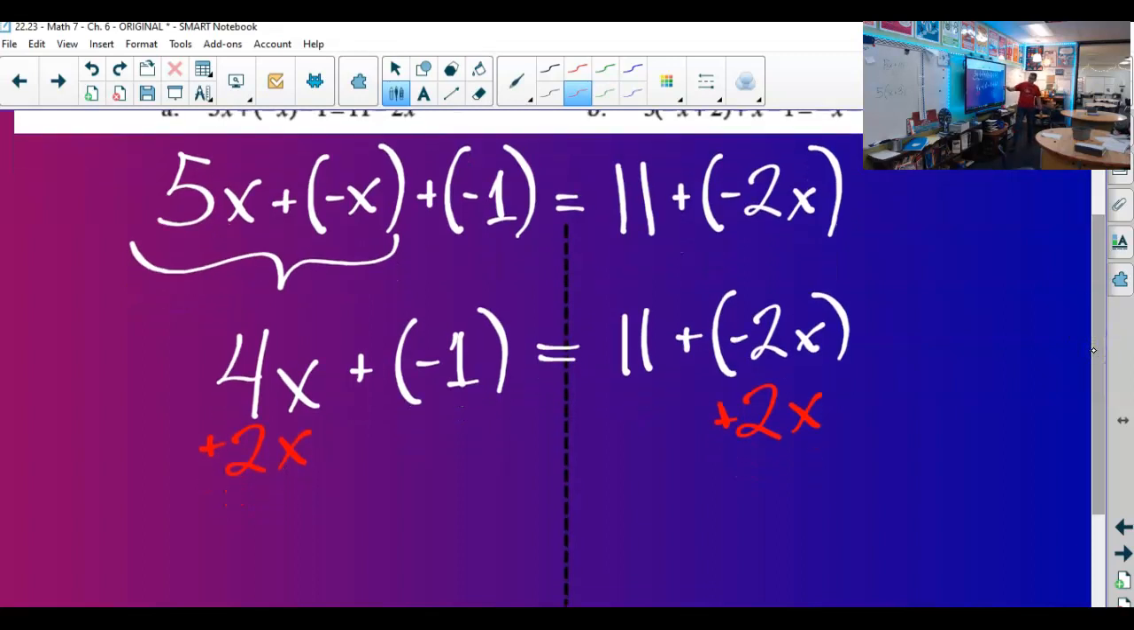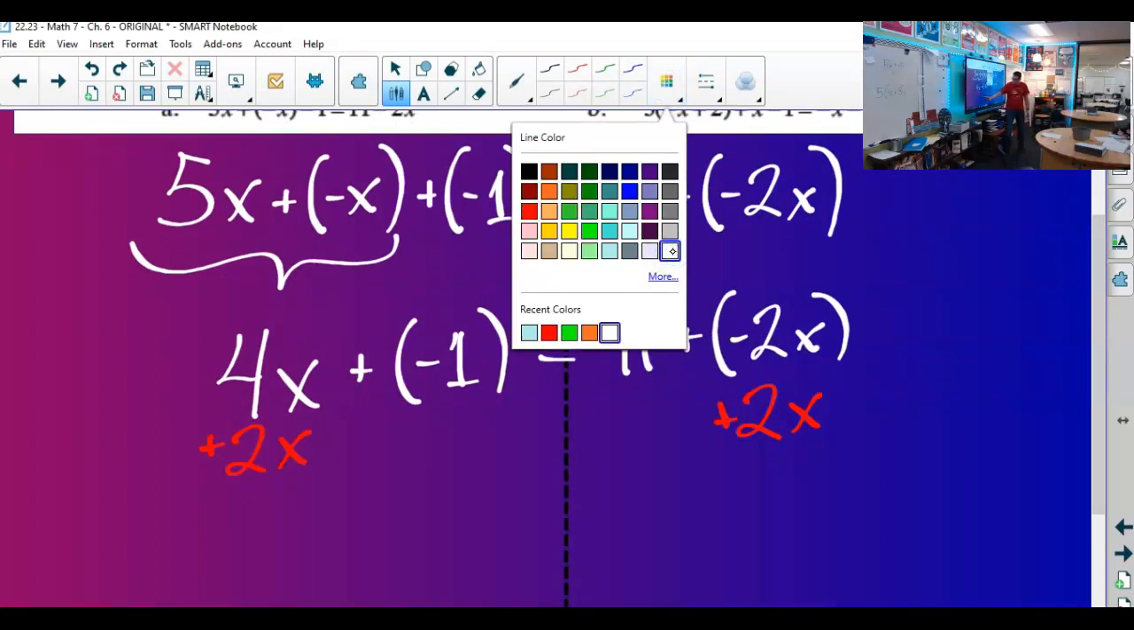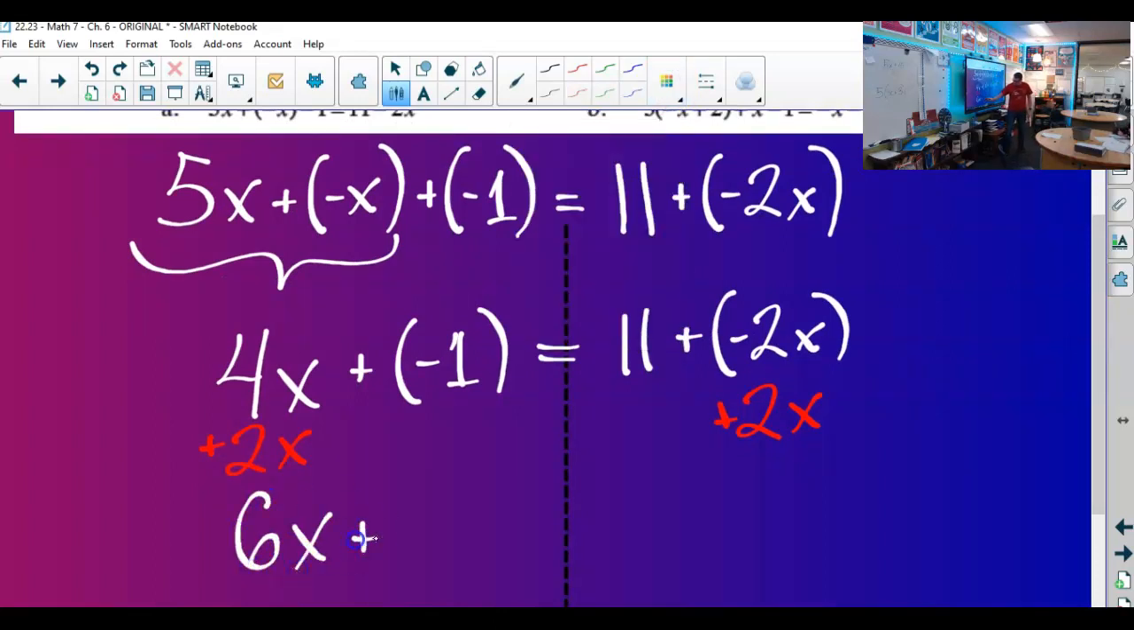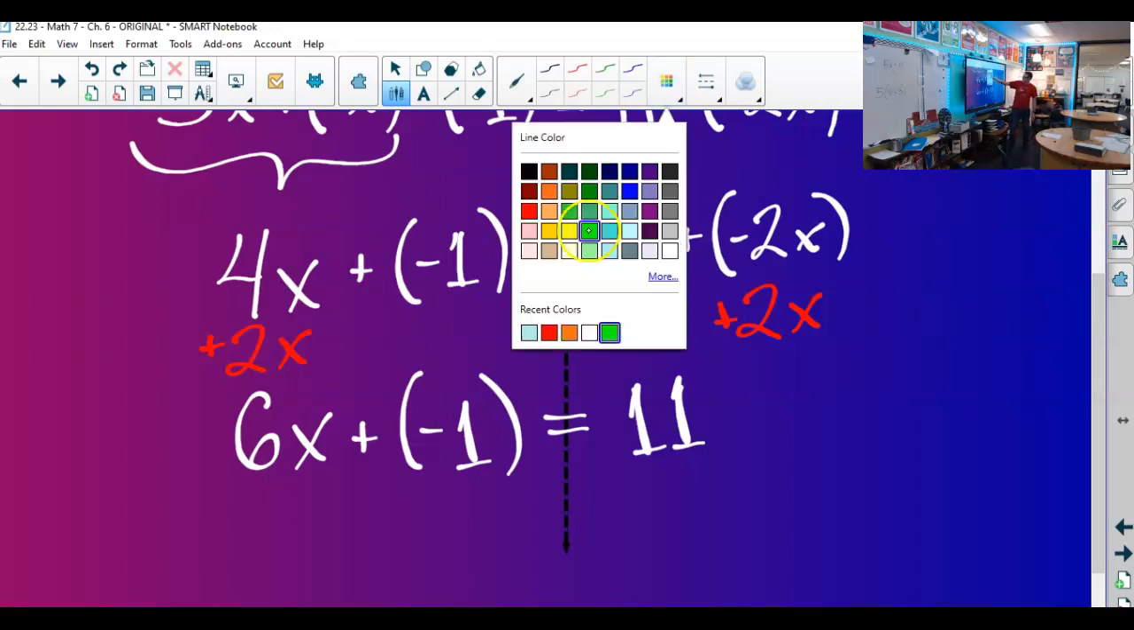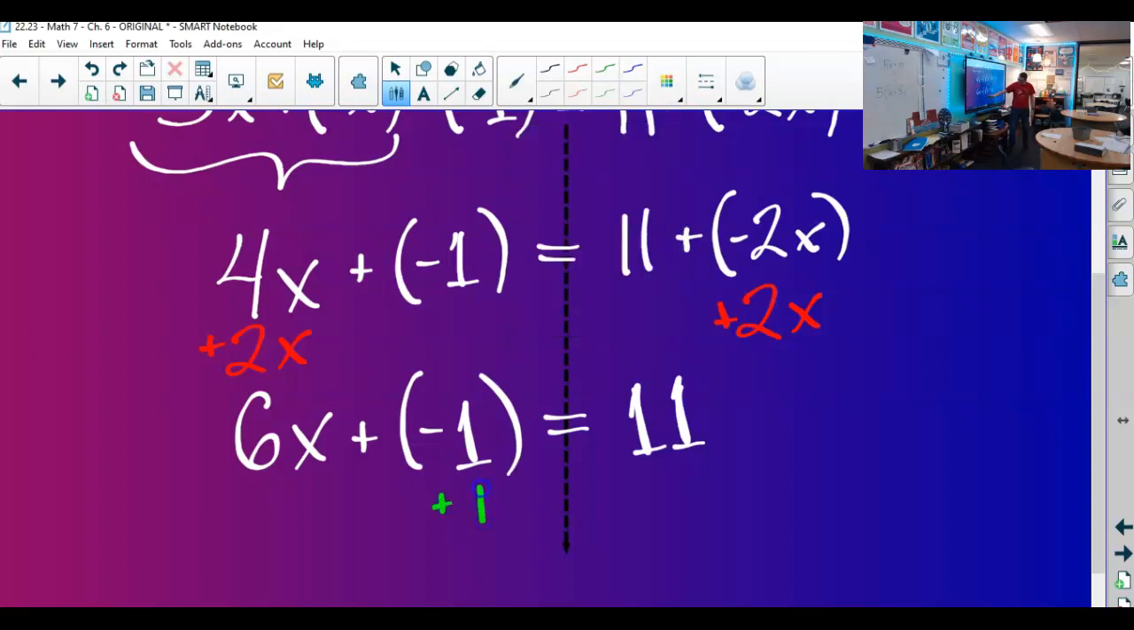When we add 2x to both sides, we now get 6x, still plus that negative 1. So we gave the variables to the left side. What now, Lakin, do I want to do? We got 6x plus negative 1 equals 11. Yeah, add 1 to get rid of this. So we're going to add 1 to both sides.